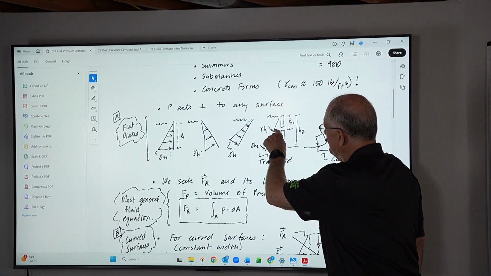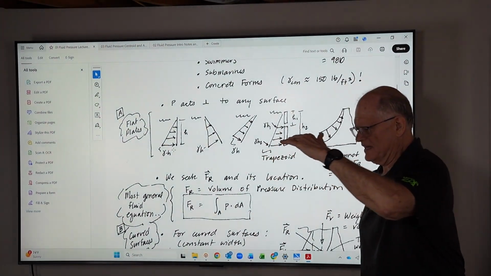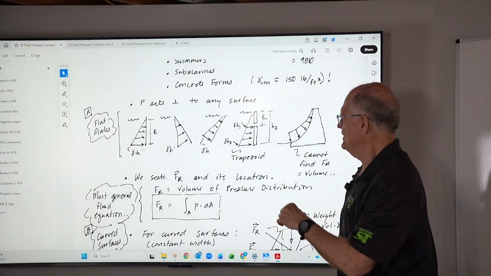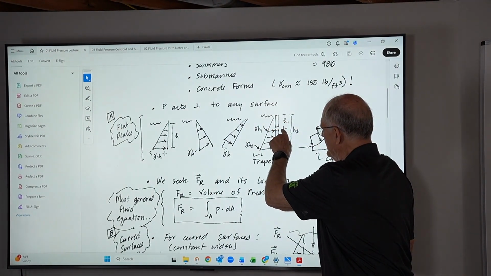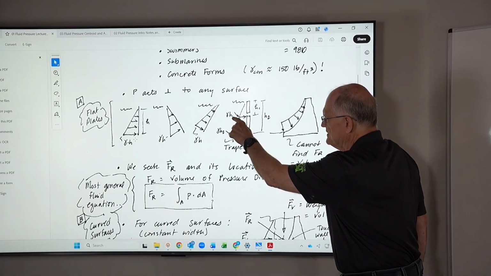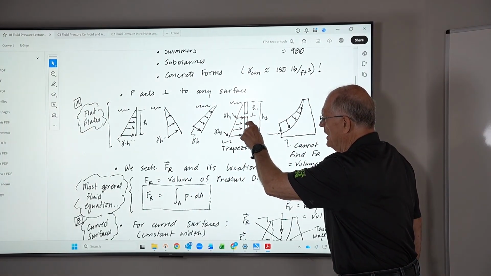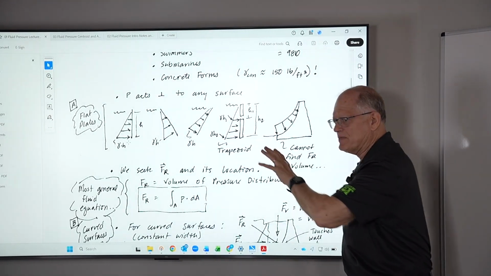But if you're interested in the pressure on a plate like a gate in a dam that's submerged some distance, then the top of this gate is at some h1, the bottom of the gate is at some h2. Then the pressure at the top of this gate is gamma h1. The pressure here is gamma h2. So now you have a trapezoid.